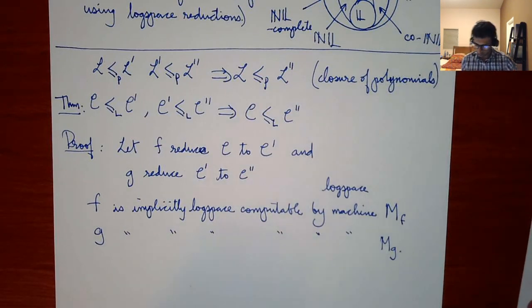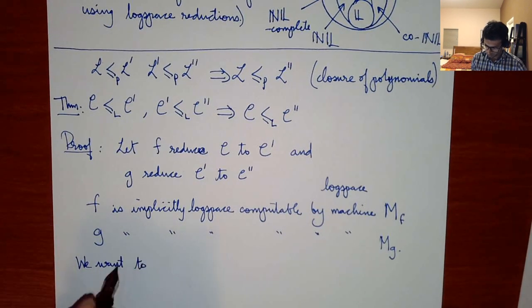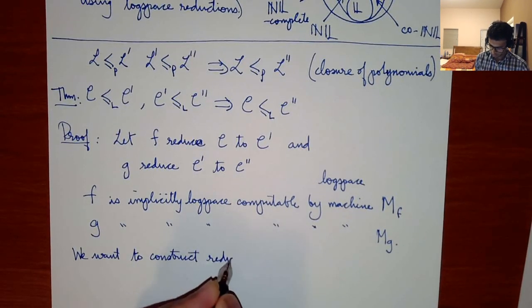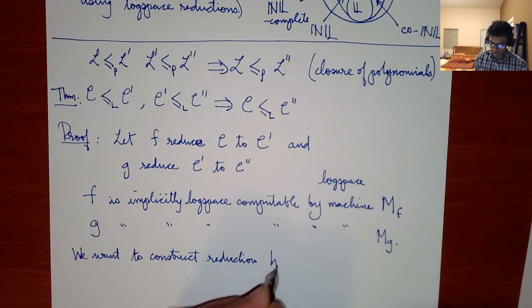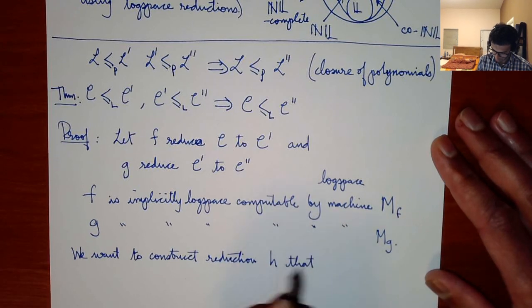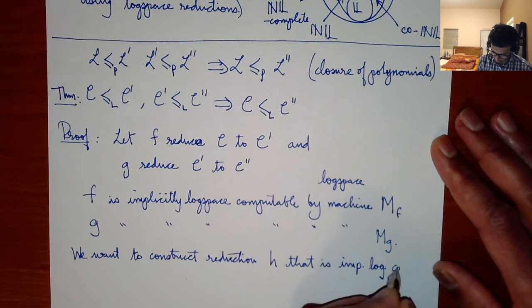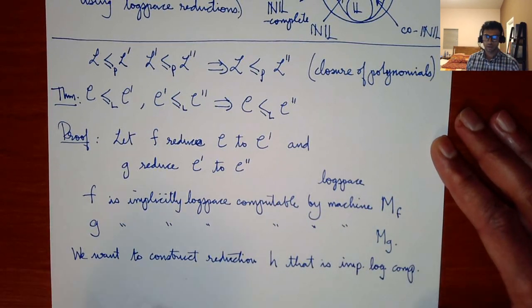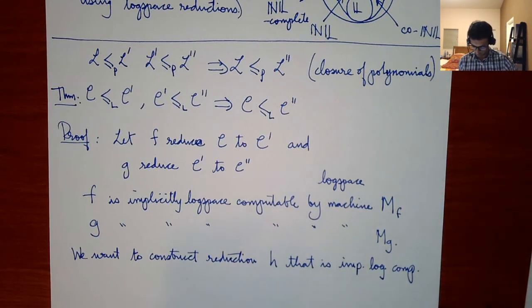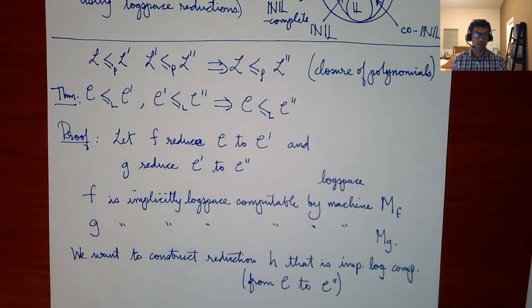And what we would like to do is construct a reduction H that is also implicitly Logspace computable. We want to construct a reduction H from C to C double prime that is implicitly Logspace computable.